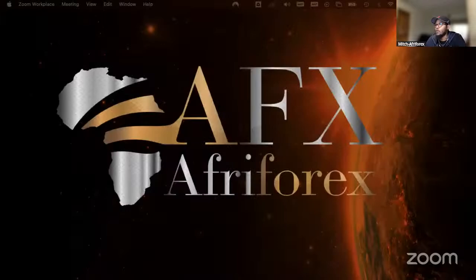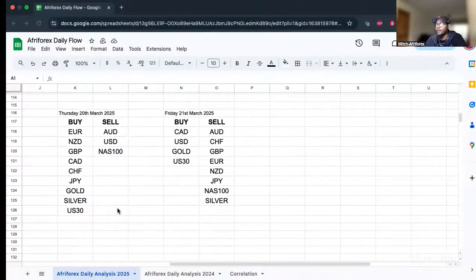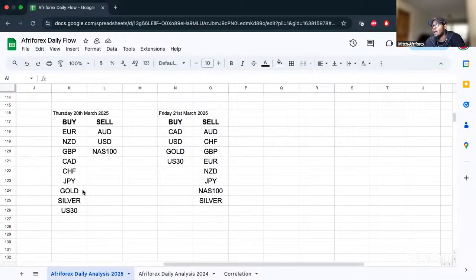As usual, we'll start off with our watch list, what we were looking at yesterday. Now, there's been a big change with our watch list. You can see yesterday what our bias was. We were looking for selling opportunities on the Australian dollar as well as the US dollar. So our focus was on these two pairs, and we were looking to mix and match them with all the other pairs on the buy side. That's the euro, the New Zealand dollar, the British pound, Canadian dollar, the Swiss franc, as well as the Japanese yen.